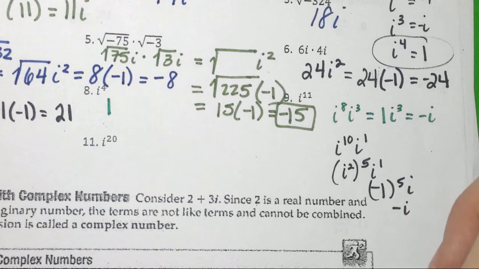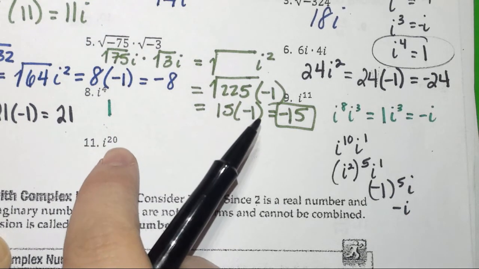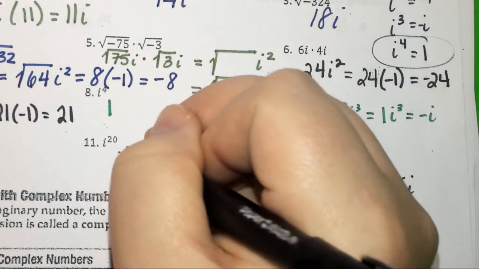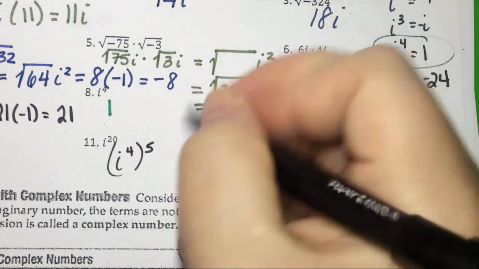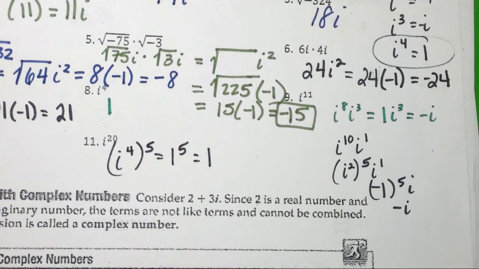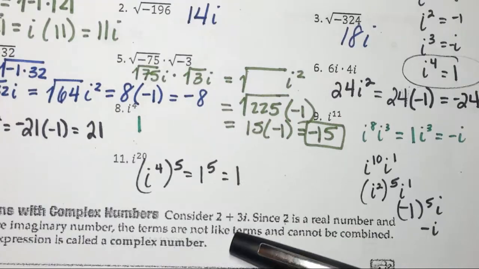Okay, so we'll skip 10 for a second. Let's go to 11. I know 11 is going to be a nice one because 20 is a multiple of 4. So I already know the answer is 1. If you want to explain it to yourself, i to the 4th raised to the 5th, 4 times 5 is 20. So it's 1 to the 5th, which is 1. But seriously, the second I see it's a multiple of 4, I know the answer is 1.